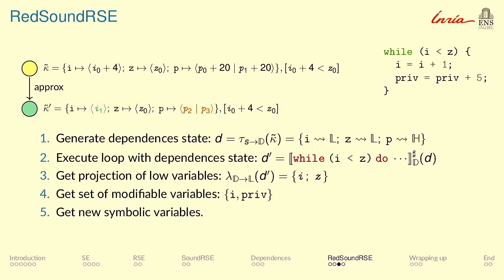And now we can, again, get the new symbolic variables to replace. But now, because we just saw that in the d prime, the dependency state that we got, I is mapped to low. Basically, it's going to tell us that the value of I has been modified, but now it's only one value, and we can say that for sure because dependencies are sound indeed. Okay, and we basically just negate the guard, and that's it. So this is the solution that we provide to the approximation.